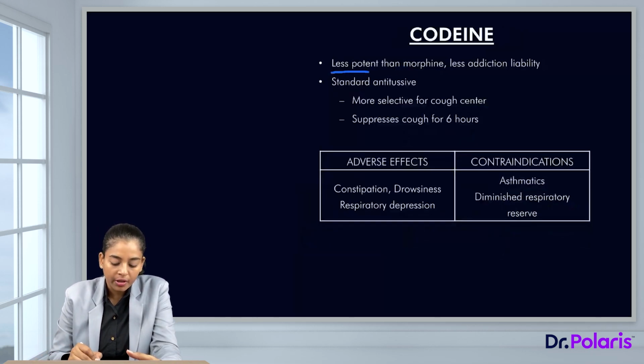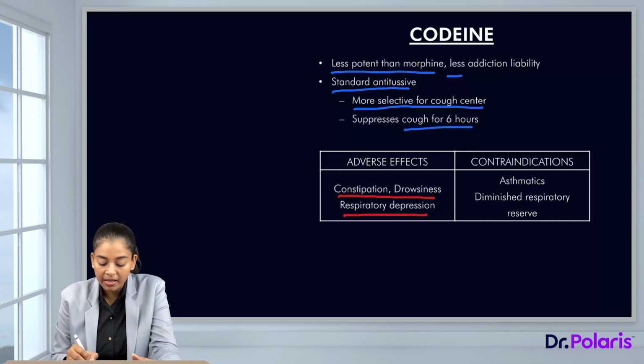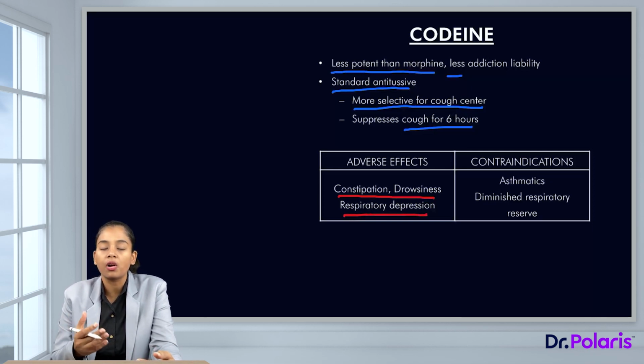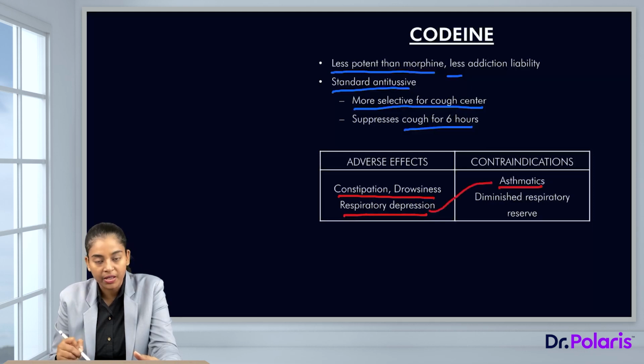Codeine is less potent than morphine, but the addiction liability is less with codeine. This is one of the standard antitussives, very commonly available. It is more selective for the cough center and can suppress cough for about 6 hours. The adverse effects include constipation, drowsiness and respiratory depression. So always advise a patient to take this syrup at bedtime, not during the daytime, because it can cause drowsiness. It is absolutely contraindicated in asthmatics because it can cause respiratory depression and they have diminished respiratory reserve.